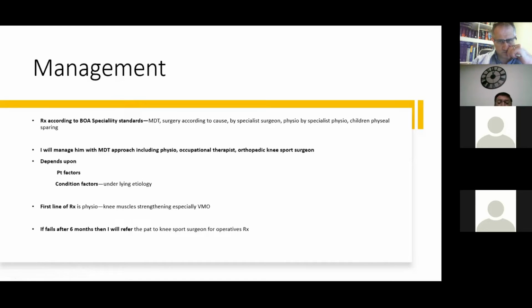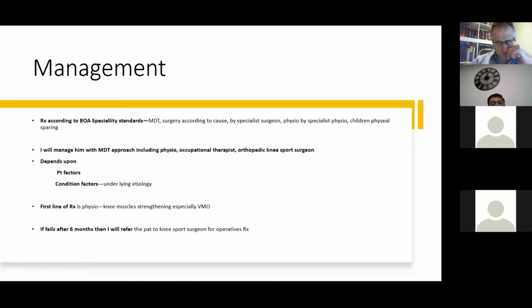In children, we should do the fascial sparing procedure. We should not do the tibial tuberosity osteotomy or tibial tuberosity transfer in children. And if we have to answer how I will manage the patient with patellar instability, in general I will manage him according to MDT, and the MDT will include the orthopedic surgeon, the orthopedic sports surgeon who has a special interest in knee surgery.